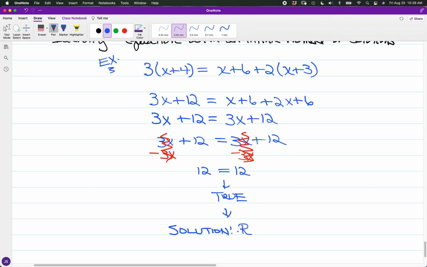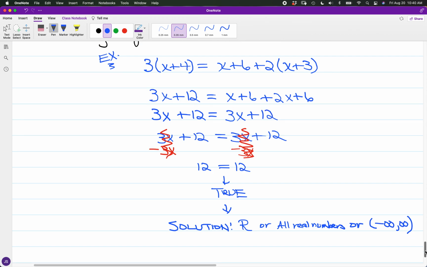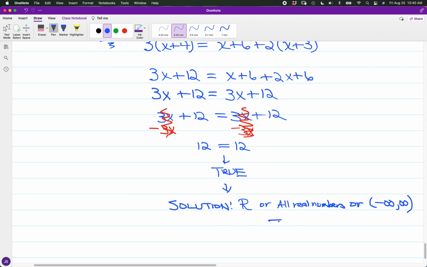Some like to use a capital R, or write out all real numbers. And there's one other notation. This is going to be what is regarded as interval notation, where you have parentheses around negative and positive infinity. So these are three different ways of saying that the solution to x will be the set of all real numbers, and this particular case again is an identity.